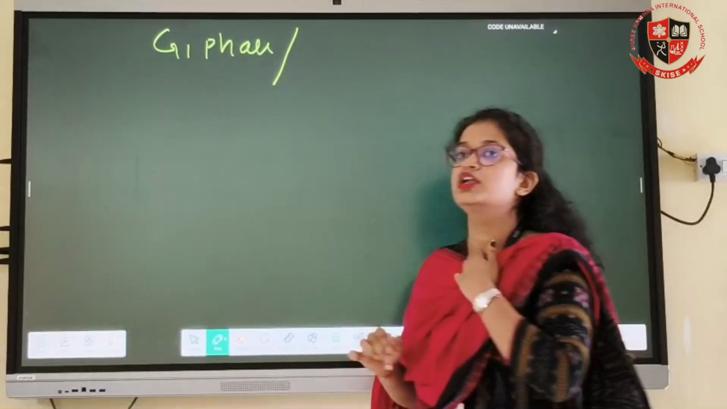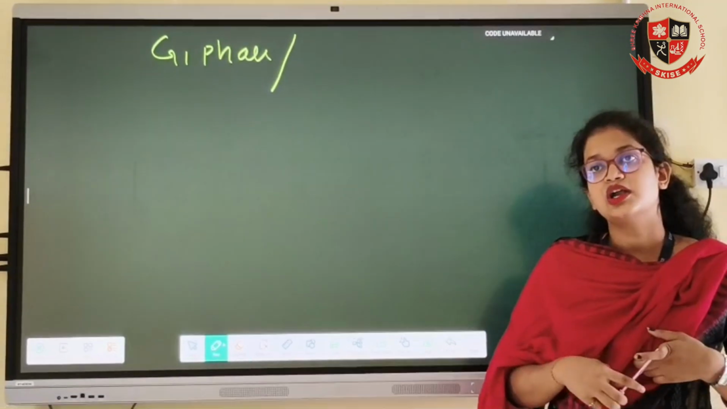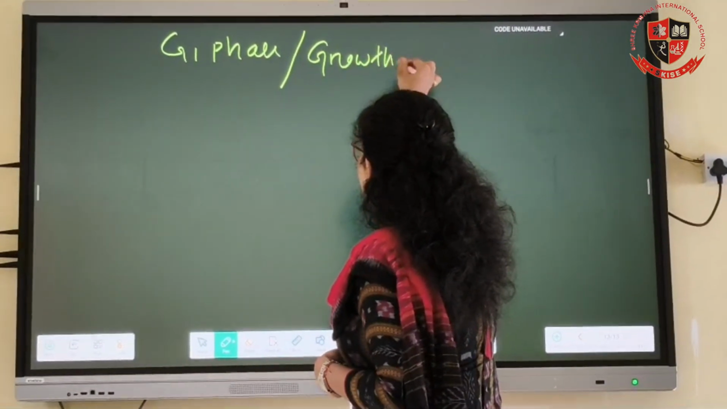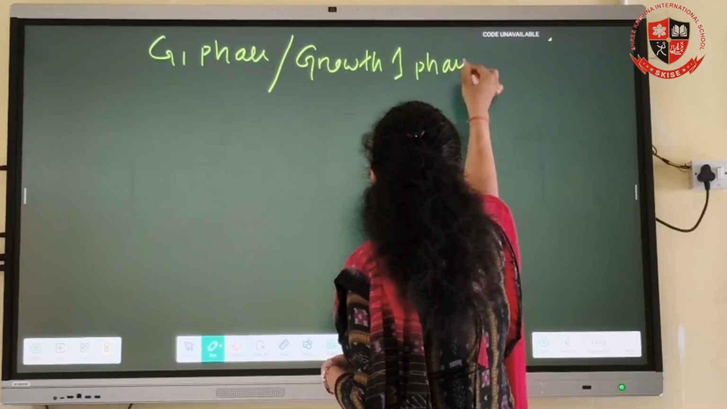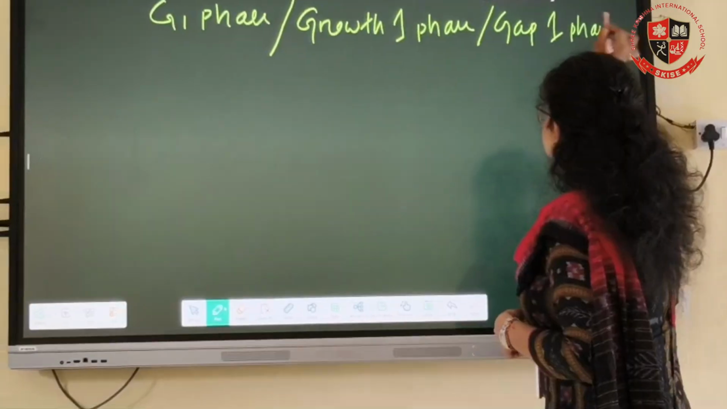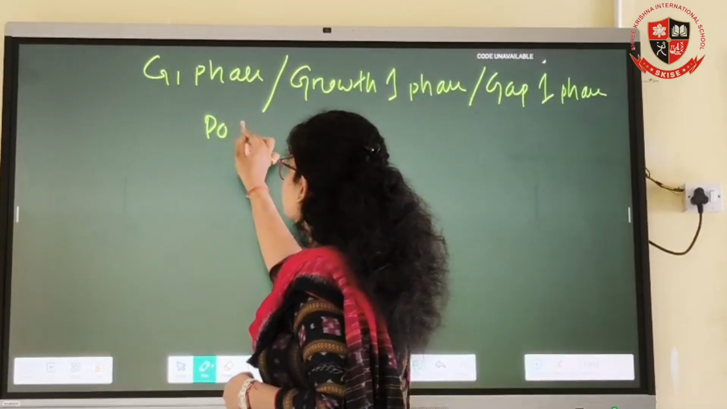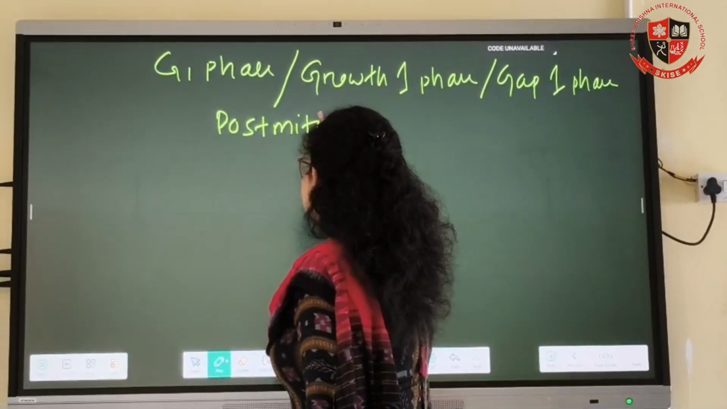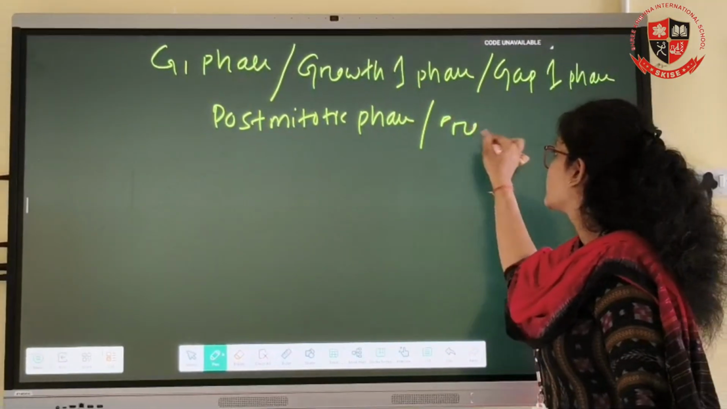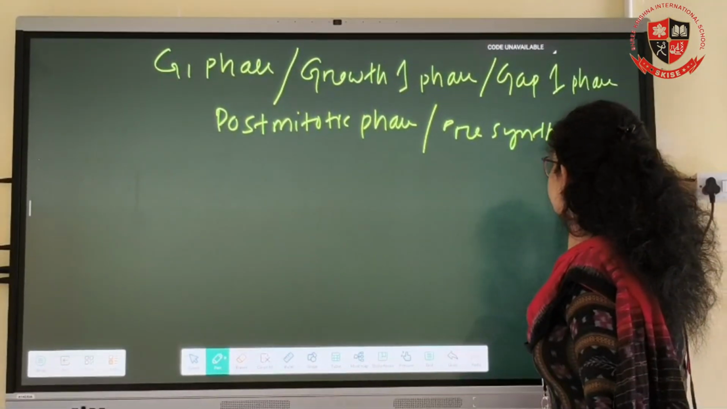G1 phase is otherwise called growth 1 phase, or gap 1 phase. It is also called the post-mitotic and pre-synthetic phase.